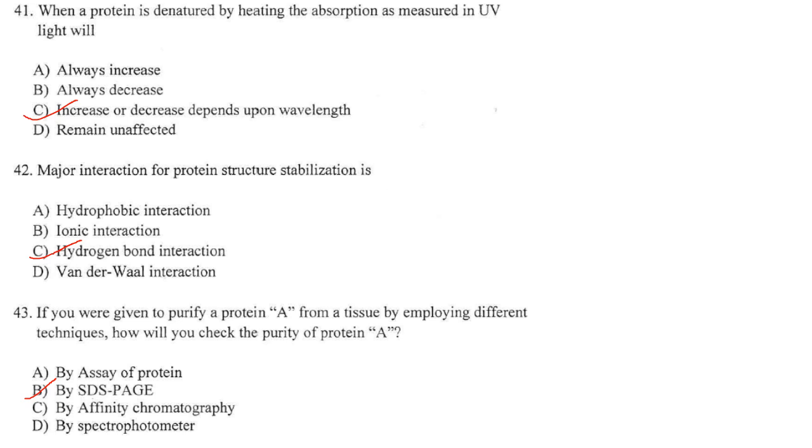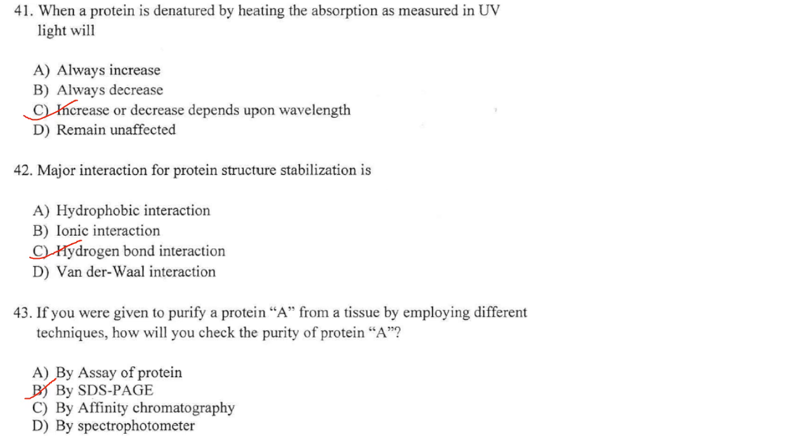If you were given to purify protein A from tissue by employing different techniques, how will you check the purity of protein A? That is by SDS-PAGE only. Affinity assay of protein, all of the protein you are assaying by Bradford assay, by Biuret assay, like that. SDS-PAGE you will get different bands showing the different molecular weight of the protein. By affinity chromatography you are purifying. By spectrophotometer it is somewhat the same as assay for protein. So the answer here is SDS-PAGE.